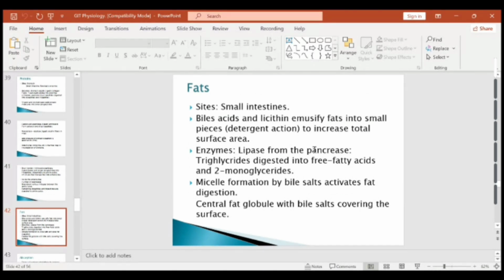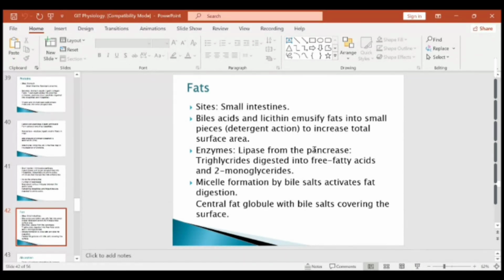So for carbohydrates, what we absorb at the end is either glucose, fructose, or galactose. For proteins, we end up absorbing amino acids. So let's see what happens with fats, sometimes called lipids.